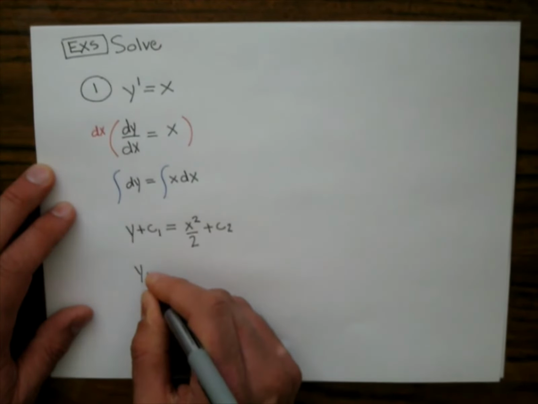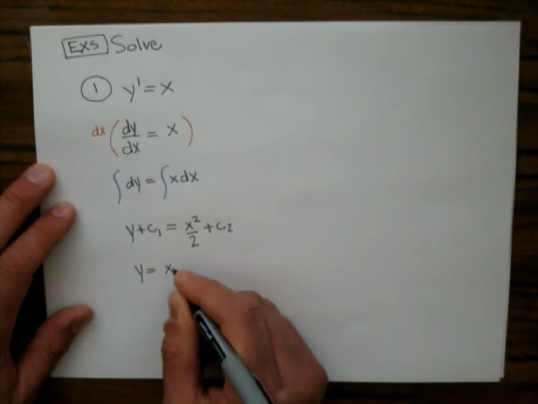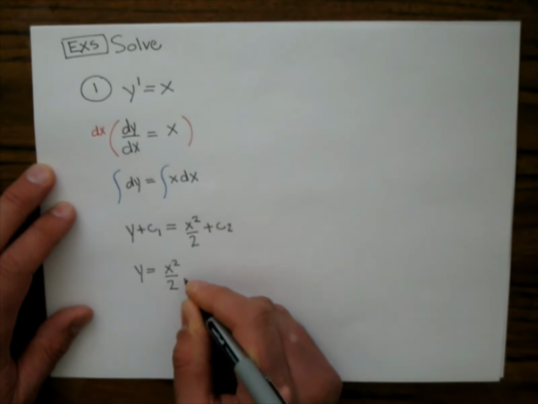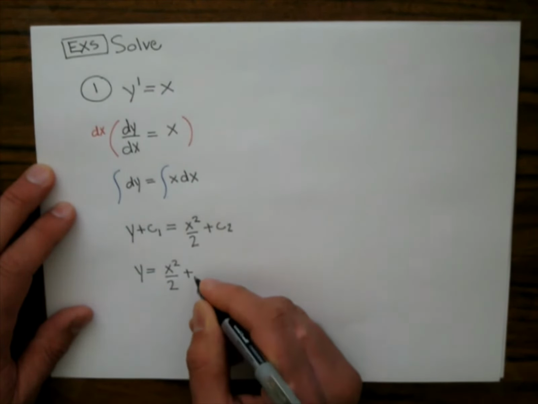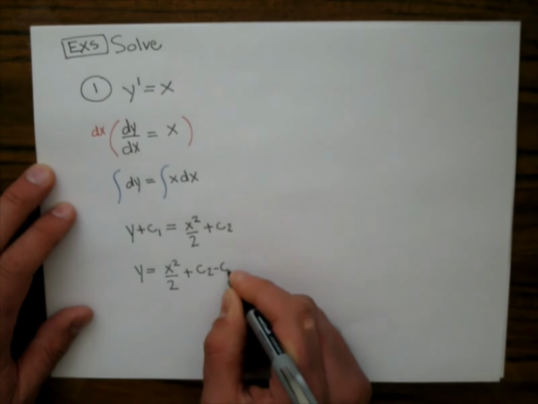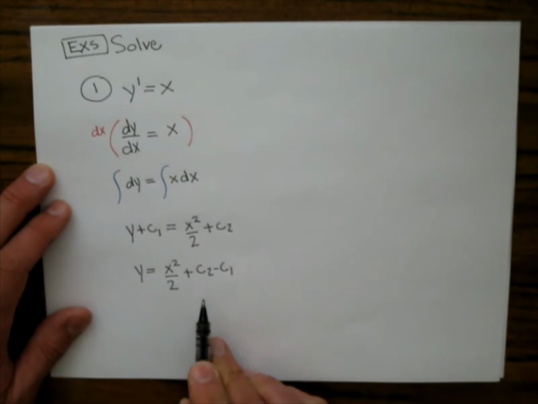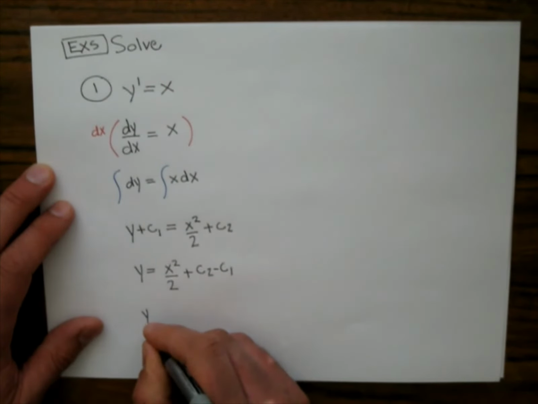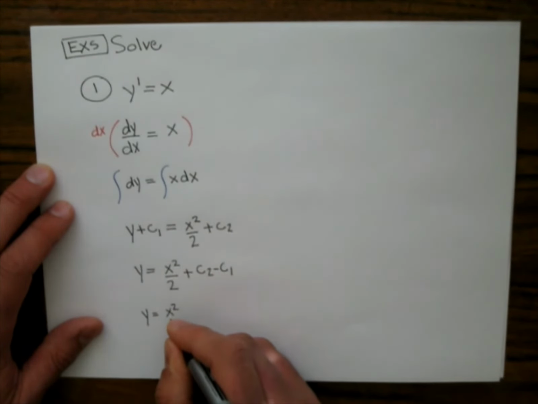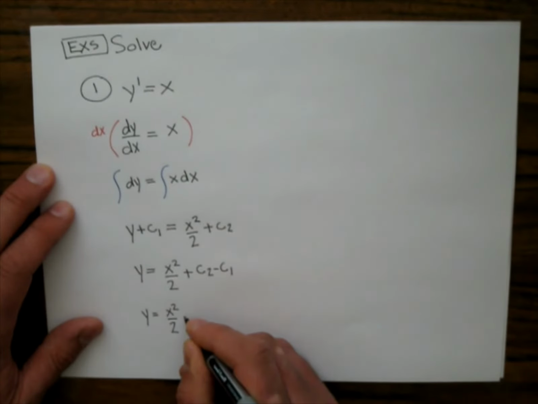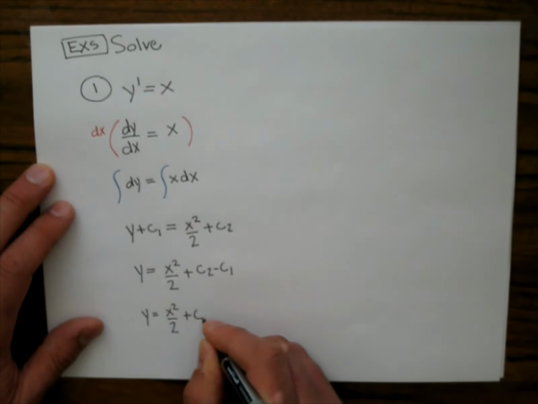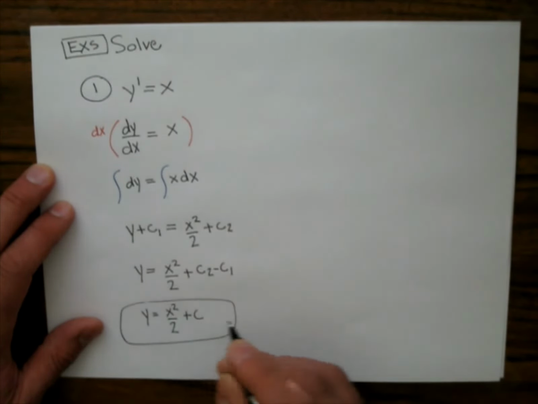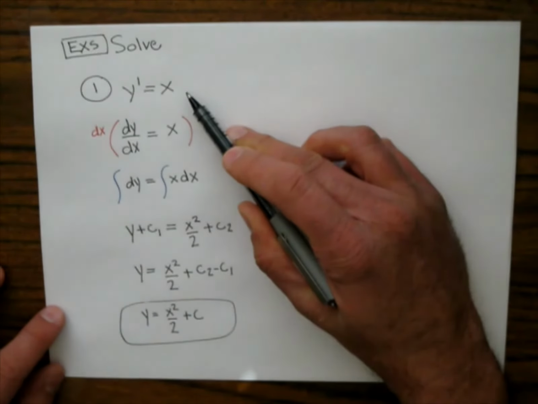So y equals x squared over 2 plus c2 minus c1. Well, that c2 minus c1 is just another constant, which we'll just call c3. I'll just call it c. And there is the solution to this differential equation.